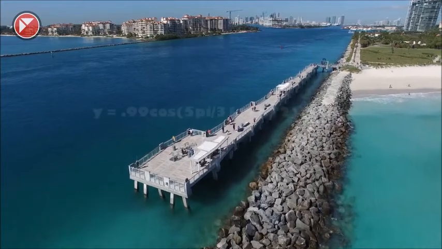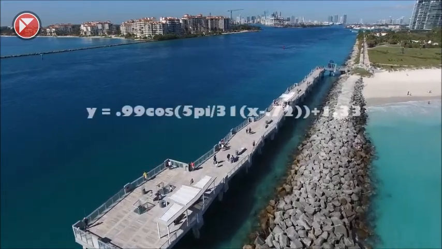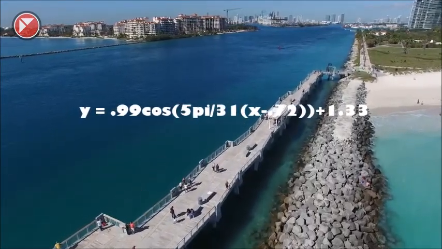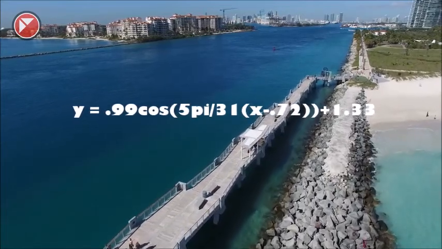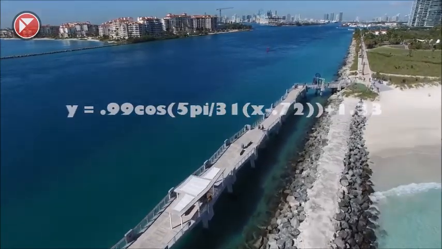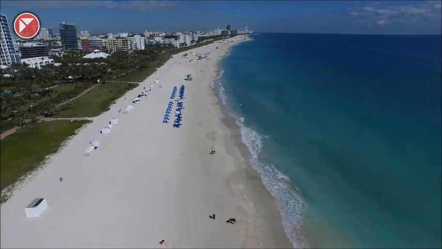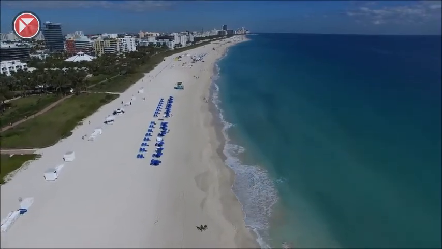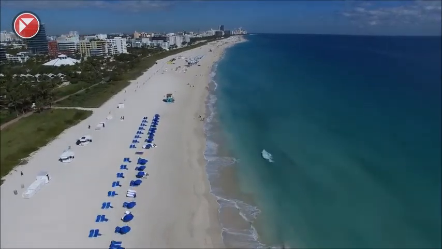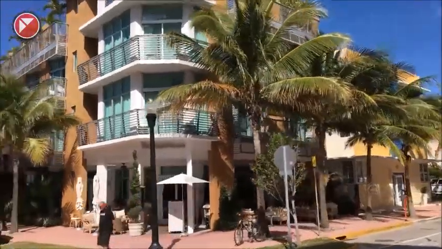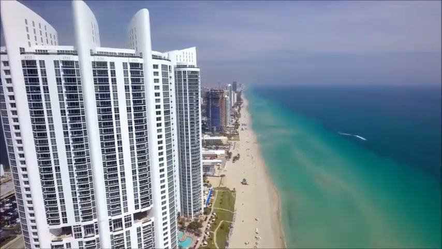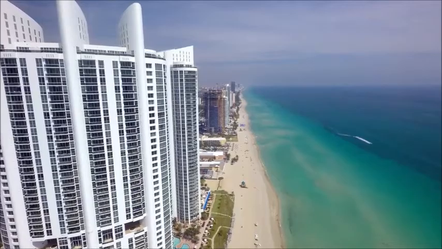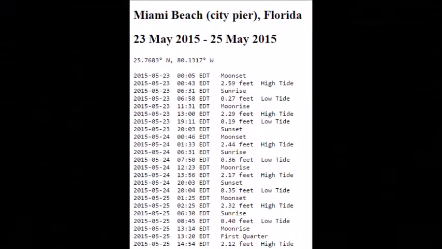Our cosine equation was y equals 0.99 cosine of 5 pi over 31 times x minus 0.72, plus 1.33. Another natural phenomenon predictable by a periodic sine or cosine curve are sound waves, radio waves, microwaves, and electromagnetic waves.